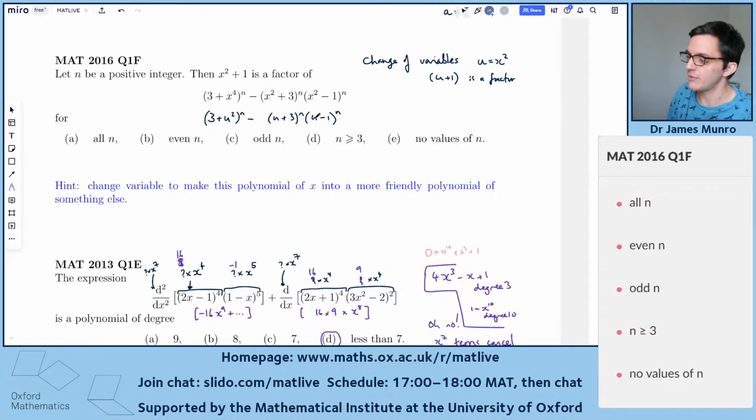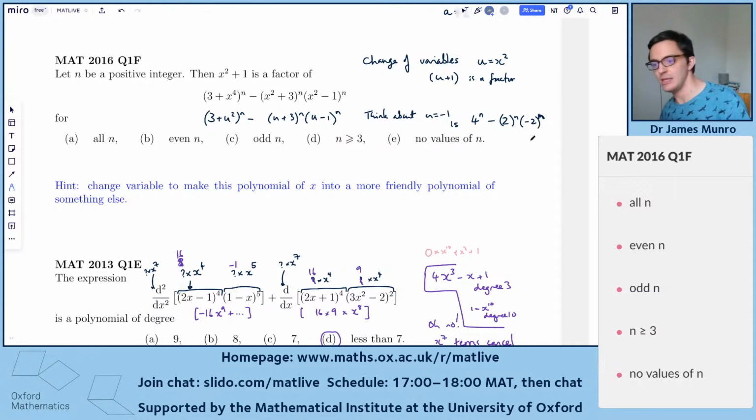Running through there, we now want to think about u equals minus 1, because u plus 1 is a factor if u equals minus 1 is a root. If u equals minus 1 is a root, then we'd be looking at 4. So this would be minus 1 squared is 1, 4 to the n, minus, and then this thing over here would be 2 to the n, and this would be minus 2 to the n. That's not always true, because this second term has got rather a lot of minus signs on. I think I want n to be even.